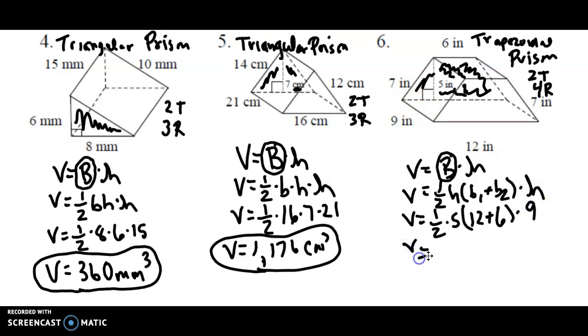Now when you type this into your calculator, be careful. You want to make sure you put the parentheses in there so the calculator will do the order of operations. This one is 405 cubic inches.